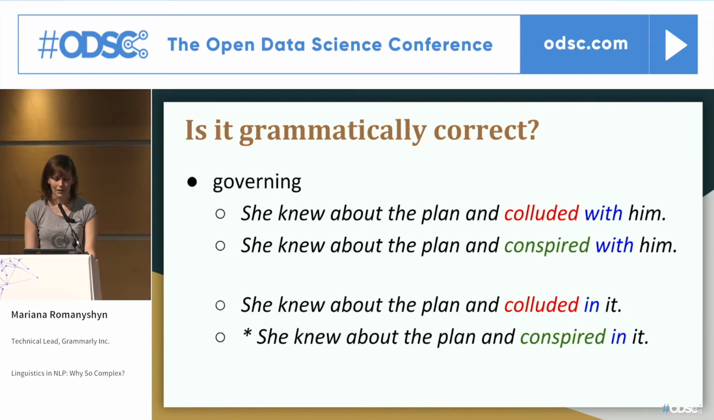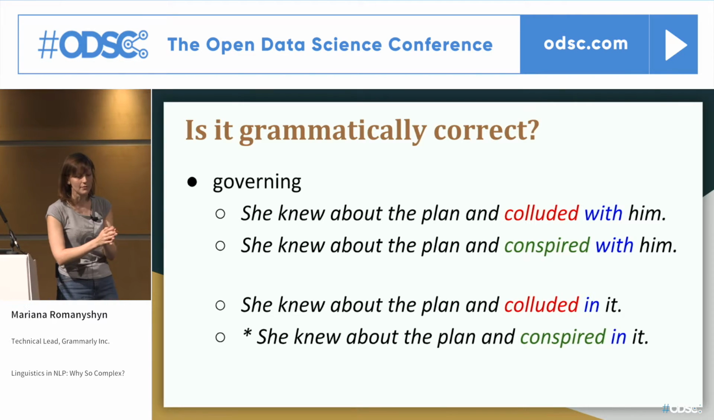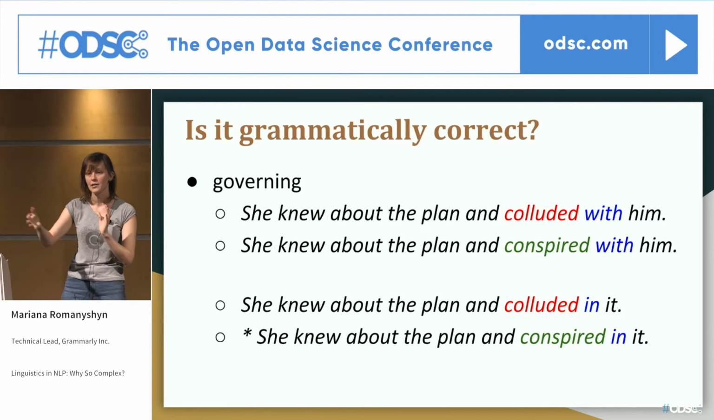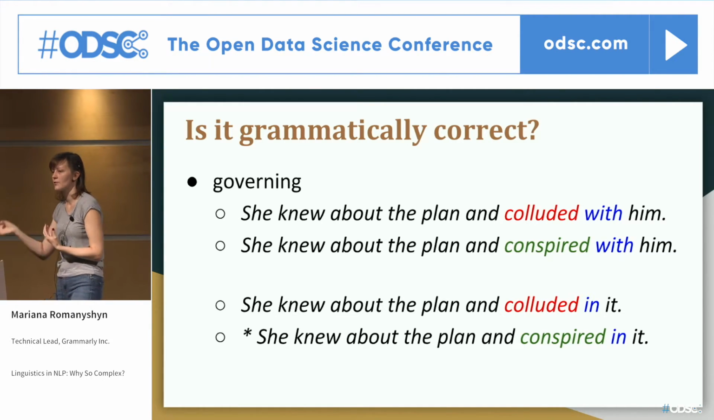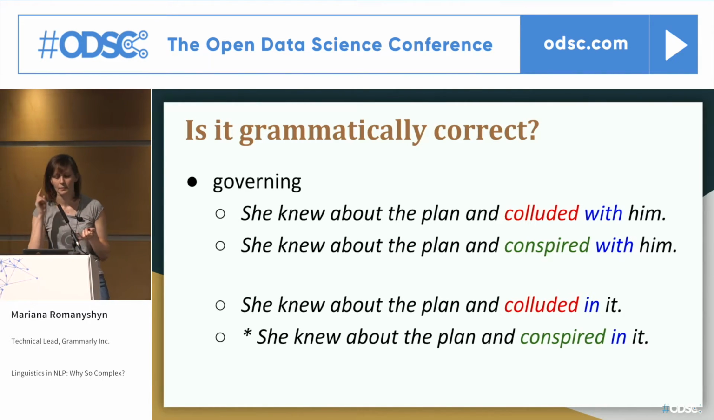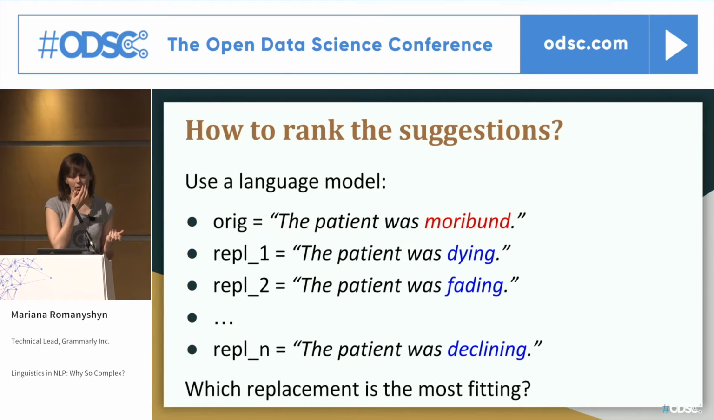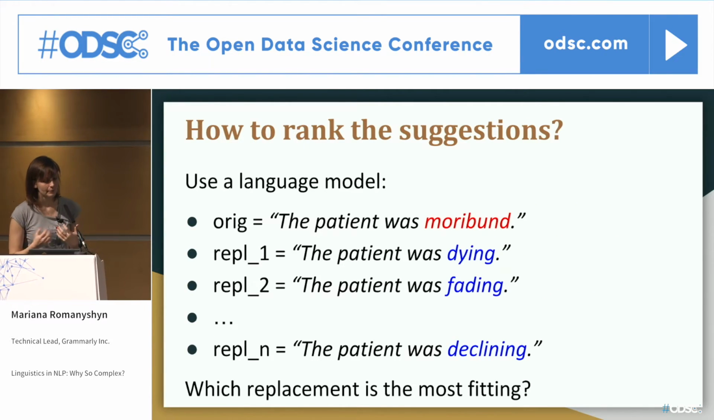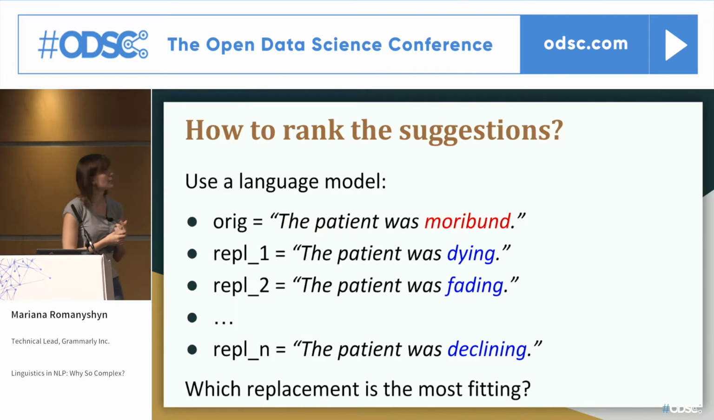Okay. So now what we did: we did a lookup to a thesaurus. We took out the list of synonyms. We filtered out the ones that were either too complex, too simple, or ungrammatical. What do we do now? So now we want to re-rank these suggestions, and we are going to do that with a language model.